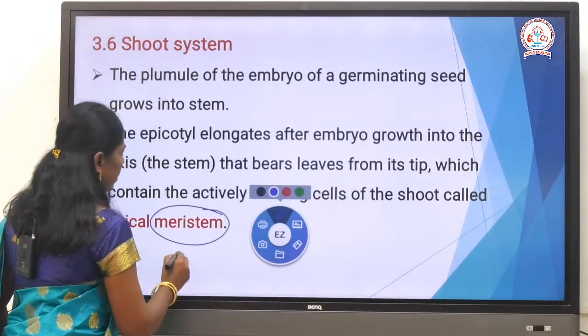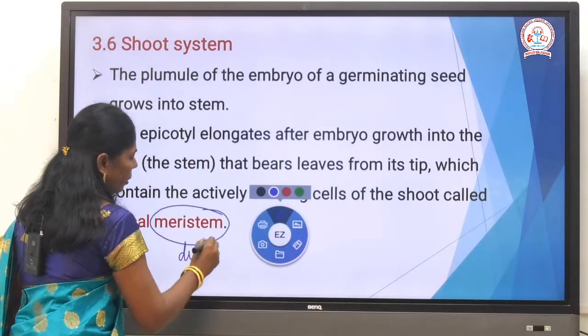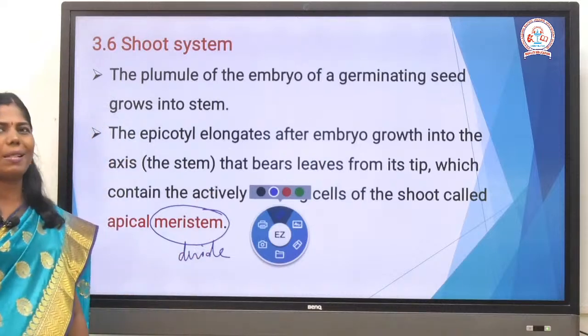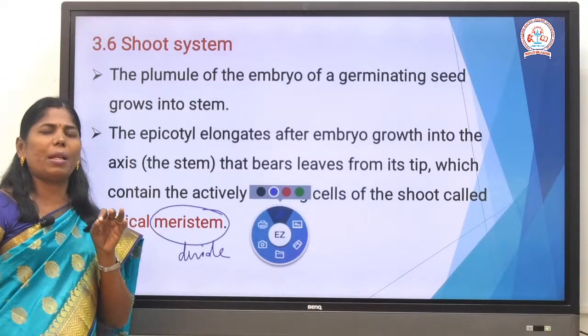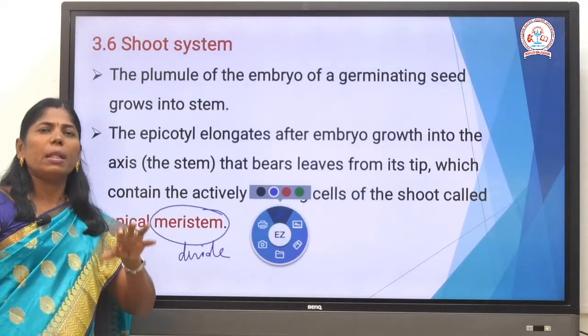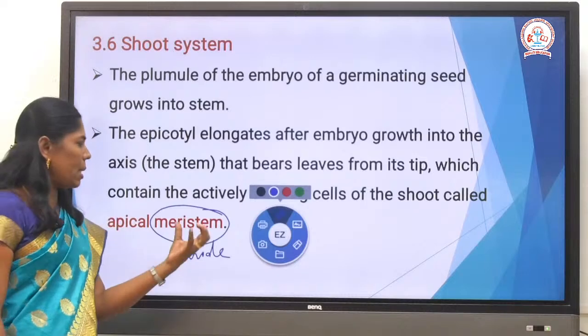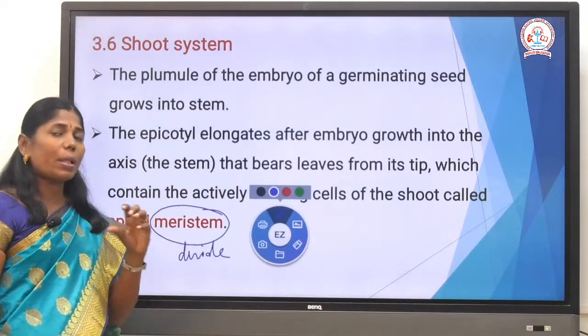So here the cells divide, okay. Meristem means divisible, the cells divide continuously. Actually, the meristematic region is the production region of cells, okay. The cells are produced in this region. So what is apical meristem?